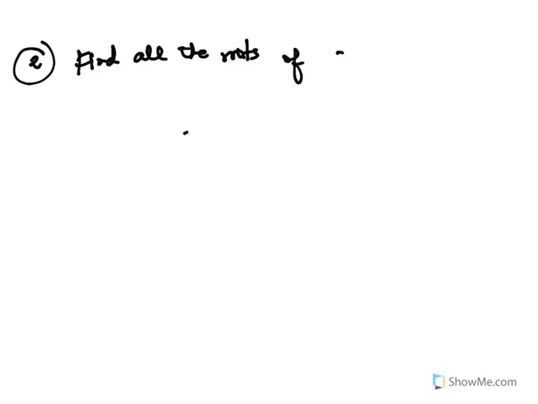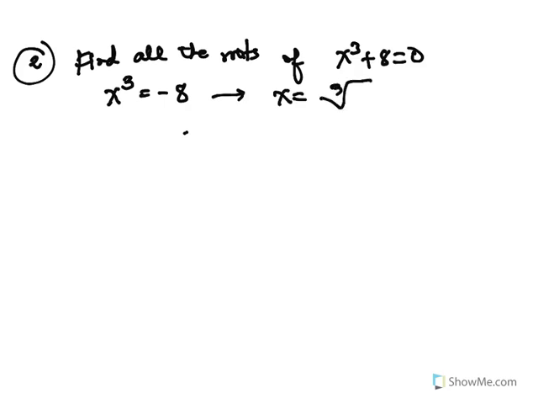Now let's have another one. Say you want to find all the roots of x cubed plus 8 equal to 0. Our example a while ago. So x cubed plus 8 is equal to 0. Therefore, what we want to get is basically x cubed equals negative 8. So we want x equals the cube root of negative 8.